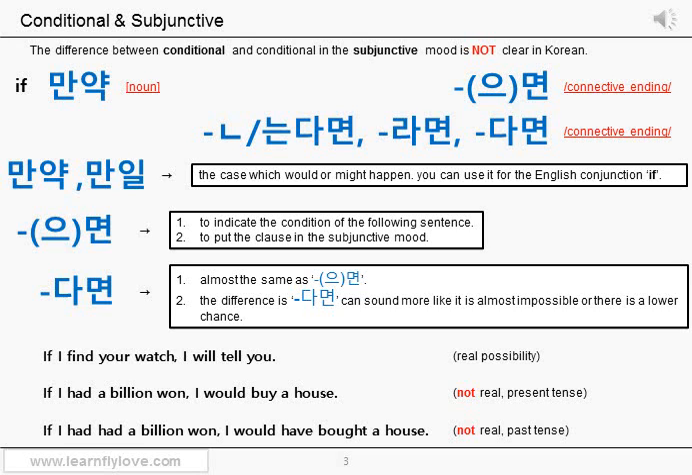So our tip is, when the situation can be real, you normally use 으면. And when the situation is not real, you normally use 다면. And you can also deliver a clearer message whether you are talking about a real thing or not with the ending of that sentence, like the second clause, I would buy a house or I would have bought a house in English. So no problem.